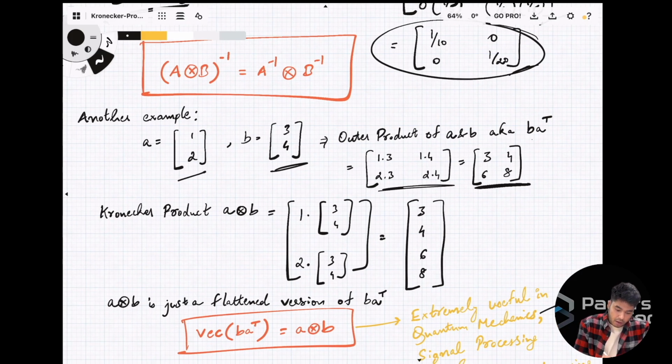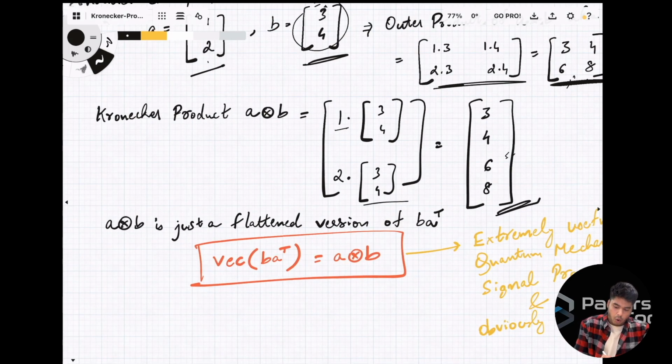So Kronecker product of A and B would look like this. Each element of A gets multiplied with the entirety of B, right? So 1 gets multiplied with the entirety of B, 2 gets multiplied with the entirety of B, and you end up with this. I'm sure you can see where I'm going with this, right? These two are very similar, it's just a flattened version of the outer product.